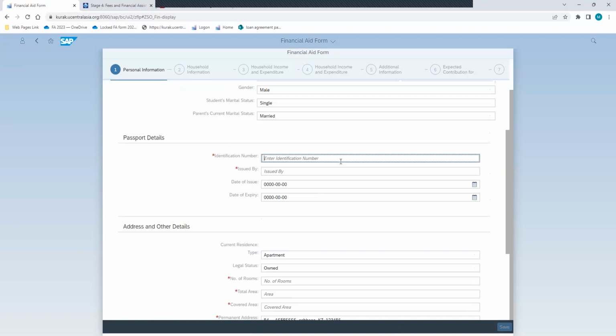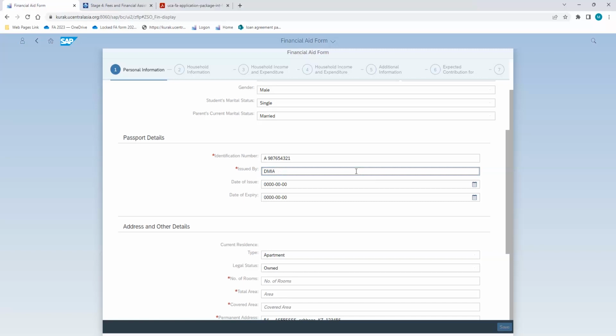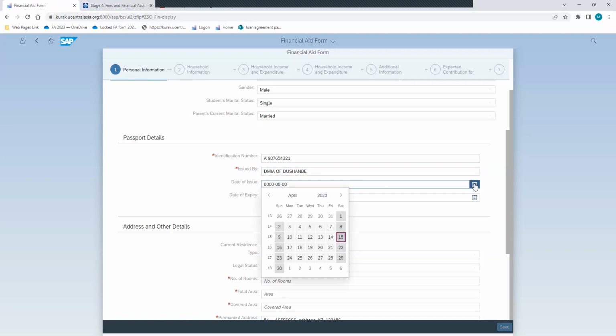Student ID number. This is your passport details. So assume my passport detail is A9876521. Issued by: you have to write down which organization issued you the ID. So let's assume in my case, it is the Department of the Ministry of Internal Affairs of Dushanbe. And we have to write down the date of issue.